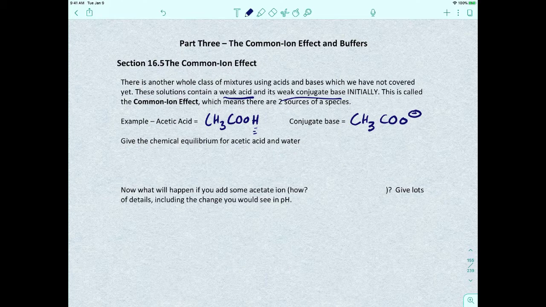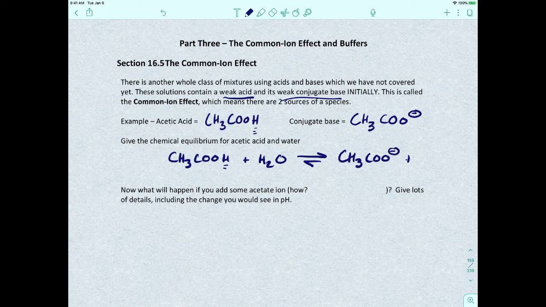So the chemical equilibrium for acetic acid and water would look like this. You have acetic acid plus water. The water is going to take the proton away from acetic acid, so you're going to form the acetate ion, CH3COO minus, plus H3O plus. So this is the chemical equilibrium.